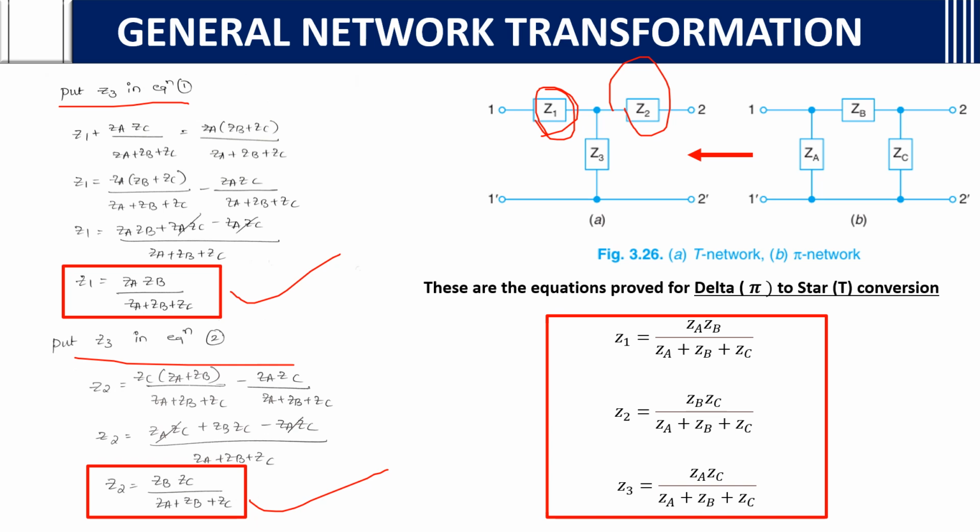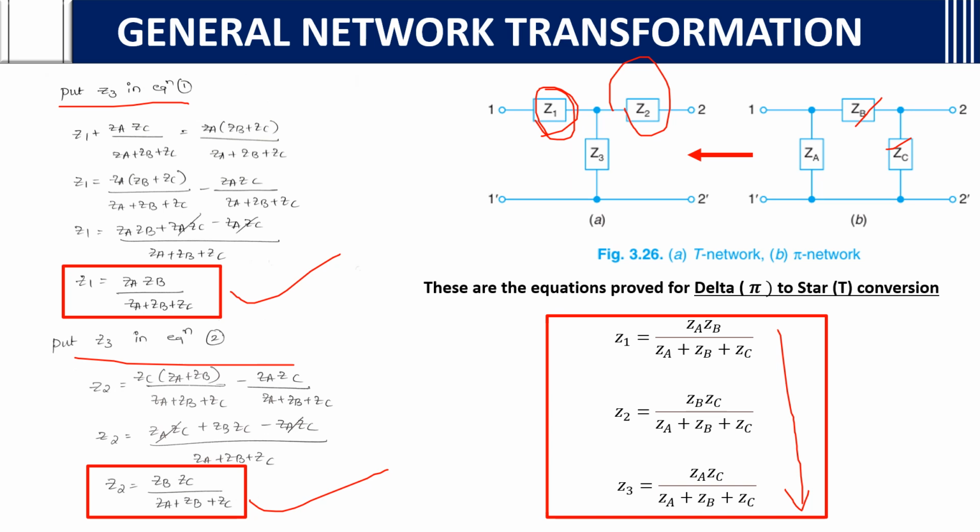In this way, Z2 you will also get. Z2 is ZB ZC by ZA plus ZB plus ZC. These are the equations. All these three equations you should remember for the proof, to check whether you got it correct or not. The easy way to memorize these, I will show in the next slide, after converting from star to delta, as there is a table you can easily memorize. This is delta to star conversion.